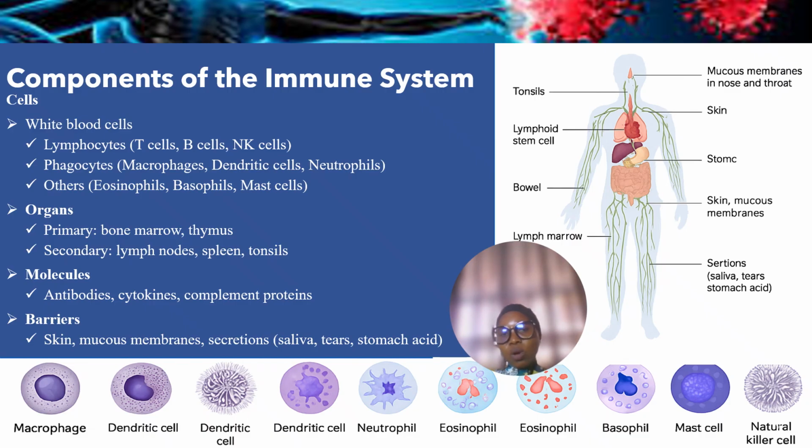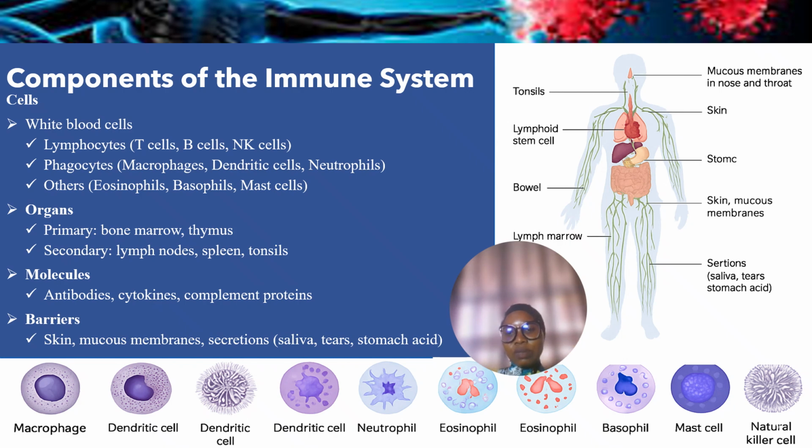without prior exposure. We have other white blood cells, such as the phagocytes. From the name, phagocytes are phagocytic cells that engulf microbes, break them down, and present their fragments to the lymphocytes.